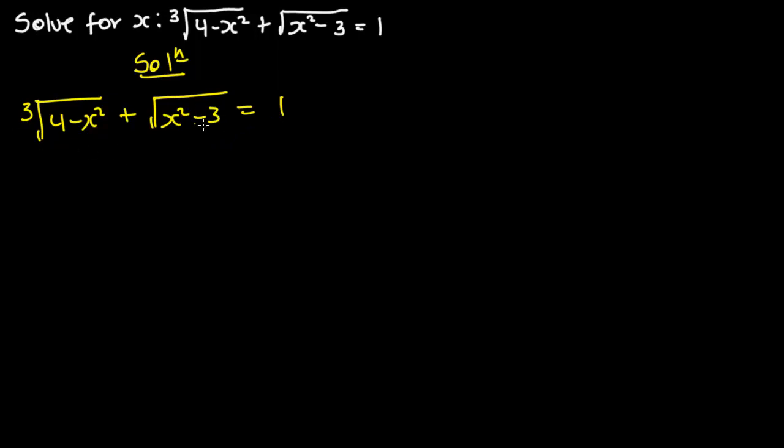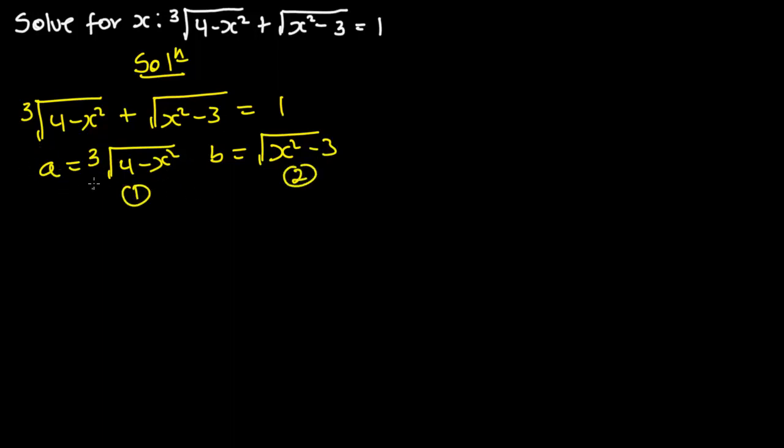From here we have two terms, so we are going to let a be equal to the third root of 4 minus x squared, and then b be equal to the square root of x squared minus 3. We are going to call this equation 1 and this equation 2. When we substitute a and b into the original equation given in the question, we are going to have a plus b equal to 1. From here, when we make b the subject, we have b equal to 1 minus a. Let's call this equation number 3.